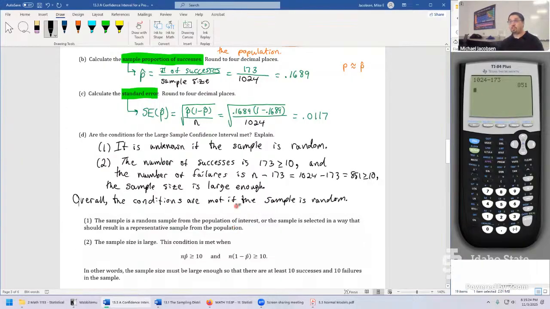From here, we can now do the confidence interval procedure itself by combining p-hat, the standard error, at whatever confidence level they decide to ask us for. Any questions at the moment?